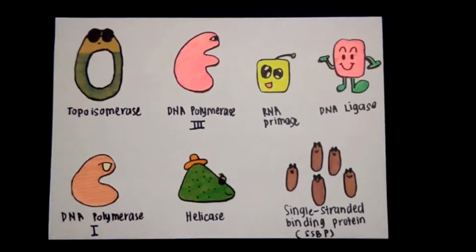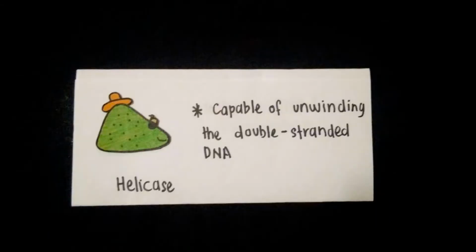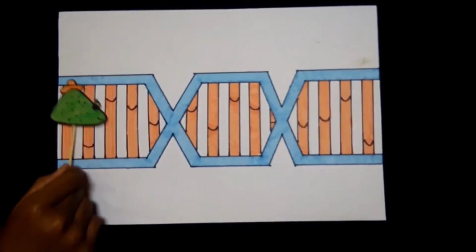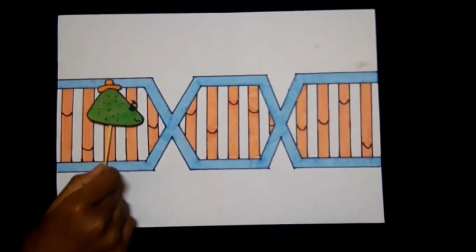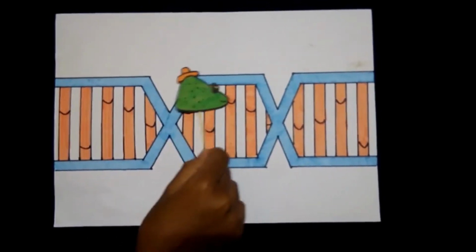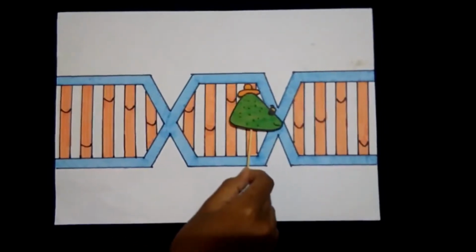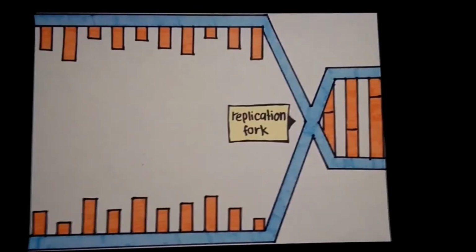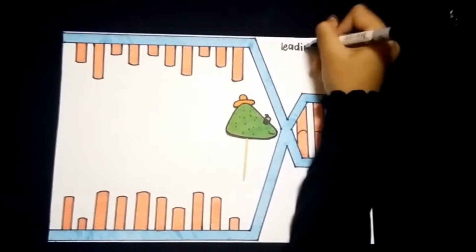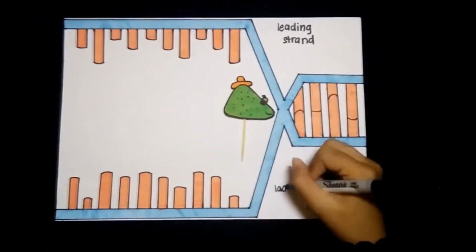The DNA replication process will start when DNA helicase, which is the unzipping enzyme, catalyzes the unwinding of the double-stranded DNA. When unzipping, it breaks the hydrogen bonds that hold the DNA bases together, which then forms the replication fork. This will produce two strands, the leading strand and the lagging strand.